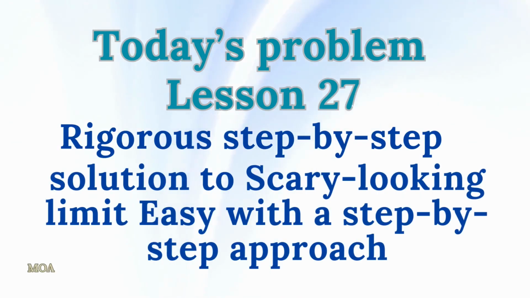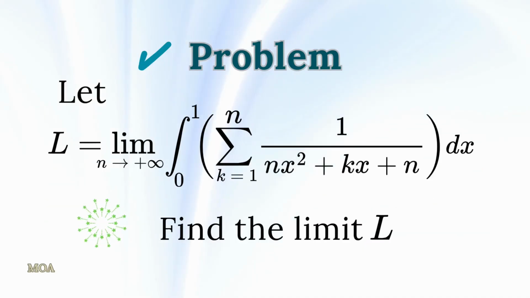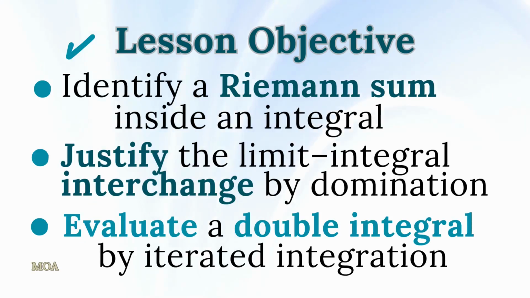In Lesson 27, we present a rigorous, step-by-step solution to a scary-looking limit, and make it easy with a step-by-step approach. In this problem, evaluate the limit as n tends to positive infinity of the integral from 0 to 1 of the sum from k equals 1 to n of 1 over the quantity nx squared plus kx plus n with respect to x.